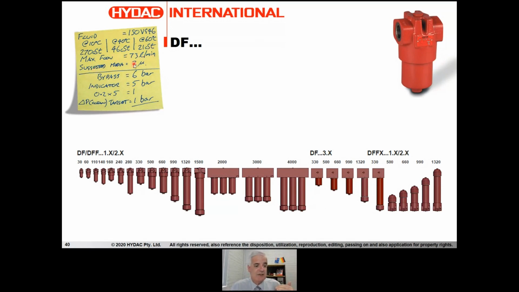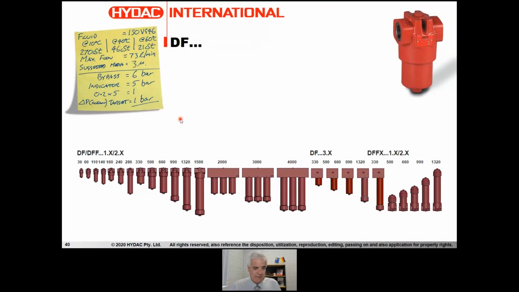And we've already done what we talked about in the last webinar, and that is that we've selected our media to meet a target cleanliness level. So we've selected 3 micron media. Due to the fact of the element being the filter and the product being what it is, this is a high pressure filter. It will have a bypass of 6 bar and an indicator setting of 5 bar, standard for these types of filters. And the target differential delta P clean target is 1 bar, which is 0.2 of our 5 bar indicator setting. Okay, so that's what we're going to look for.